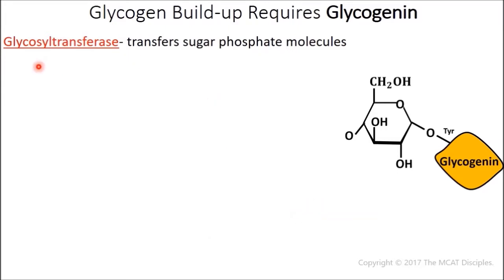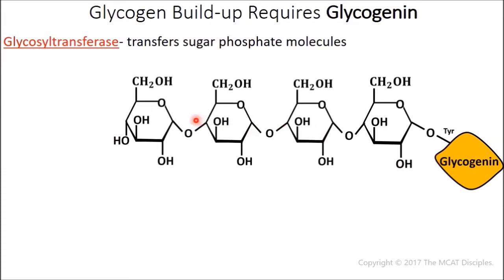So again, a glycosyl transferase transfers sugar phosphate moieties or molecules. If you're talking about glucose transferring, a more specific nomenclature would be a glucosyl transferase. If you're talking about fructose, you would call it a fructosyl transferase. That's the nomenclature. And again, glycogenin is a glucosyl transferase, and it transfers glucose molecules to form this primer of glucose molecules, so that glycogen synthase can then catalyze the reaction.